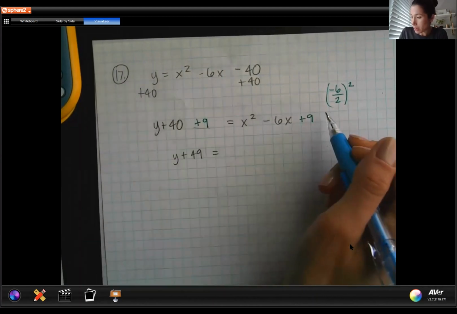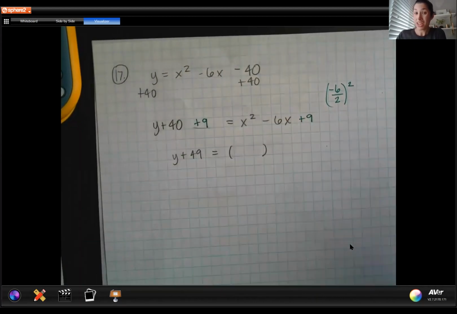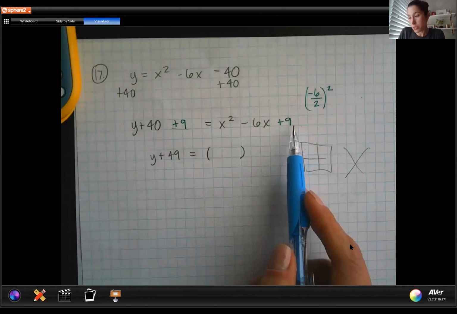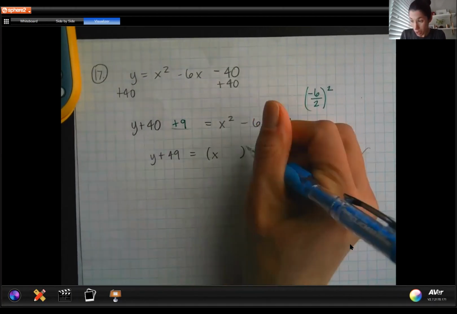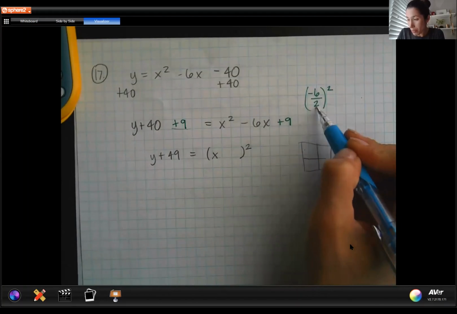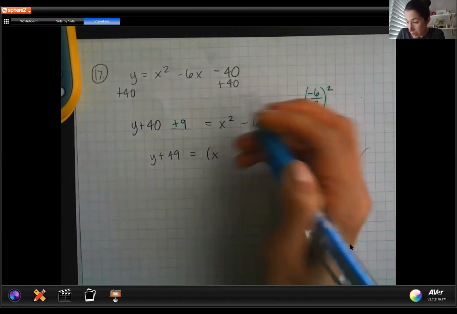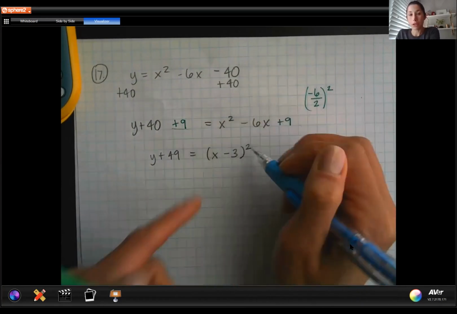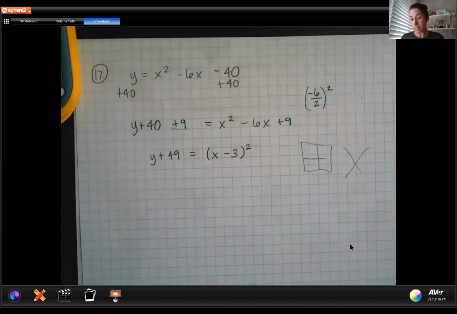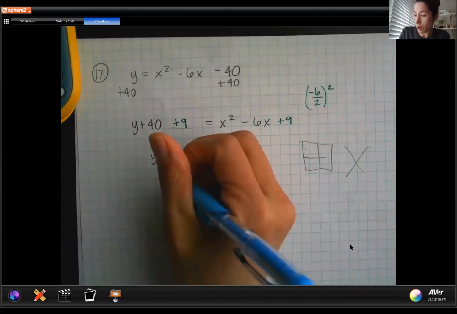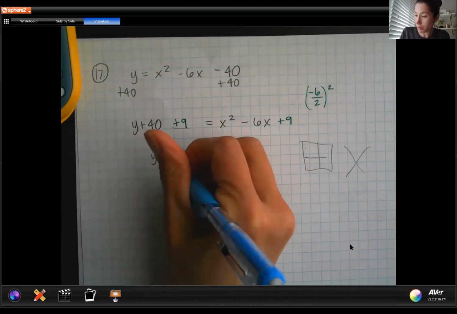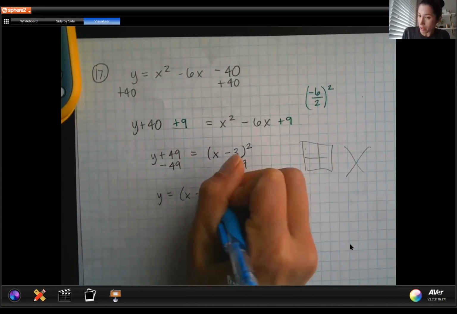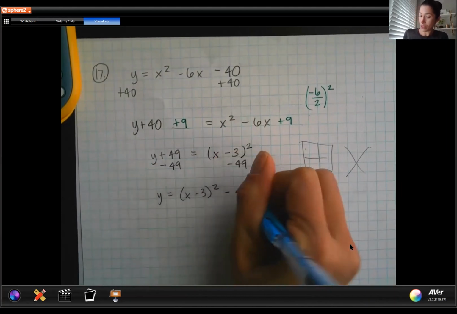And then on this side, I'm going to rewrite this as a perfect square factor. So if you really needed to, you could go all the way back and create the box and diamond, but it will always be the perfect square that starts with an x and it has a square here. And then whatever number is inside of this parentheses, so it's -6 divided by 2, that would go here. Because what we just did when we divided this by 2 and squared it is we created this perfect square. And then your last step is just to subtract 49 from both sides. So y equals x minus 3 in parentheses squared minus 49. So that's question 17.